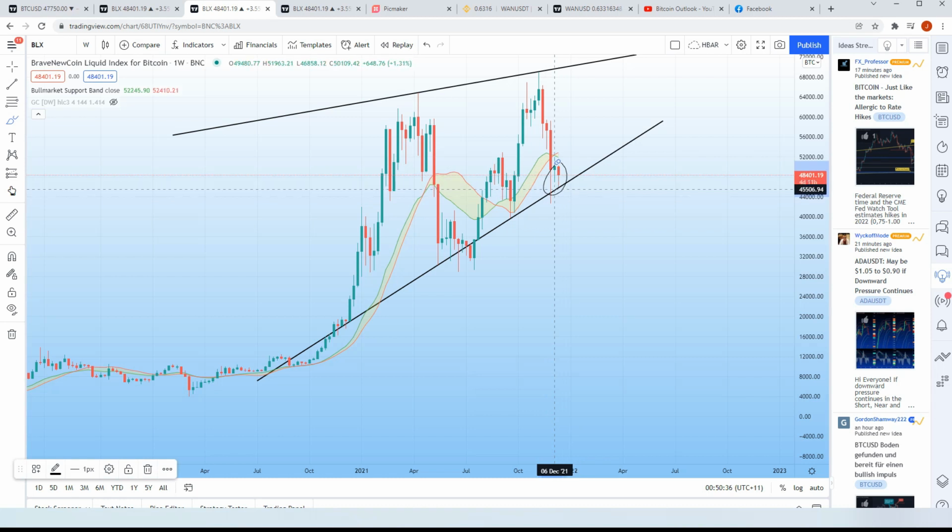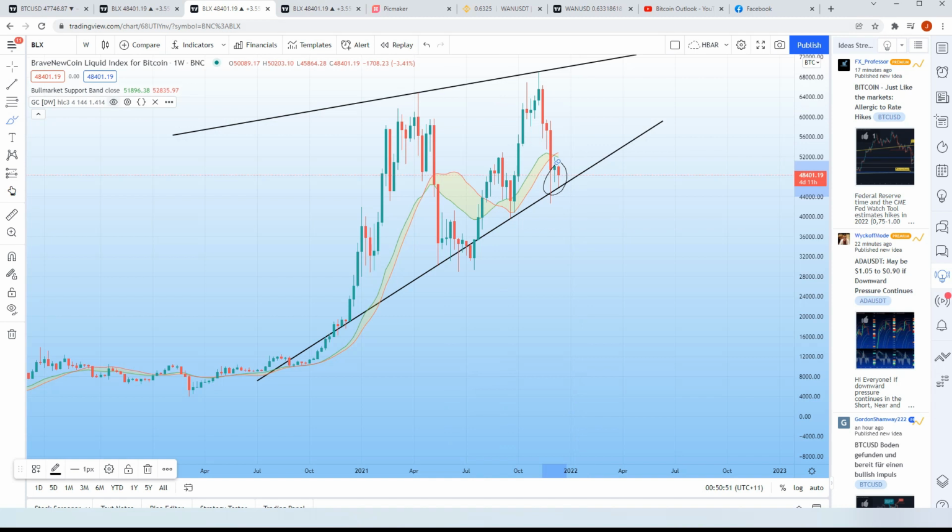If we do drop and lose this line here, this trend line, altcoins will bleed heavily. All right, they are already bleeding a lot, but they will bleed a lot more. All right, so we have to keep an eye on that. All right, we need to flip, and we need to get back above the bull market support band very quickly.